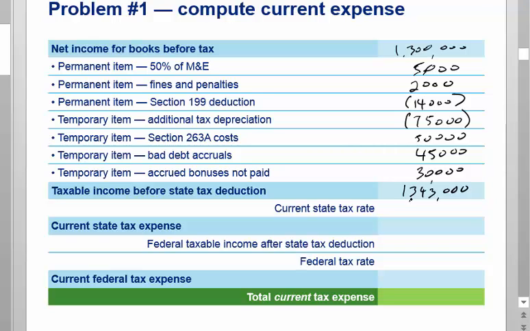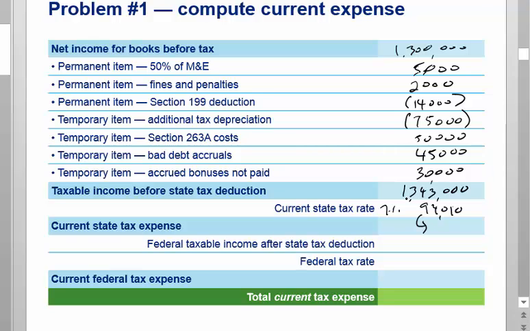Okay, we add up all those amounts, and Luis, the answer is? 1,343. Okay. And we're doing both Fed and state taxes. Why do we calculate state tax first, Hoy? State tax is deductible for federal. Okay, so 7% of 1,343, Luis, is? It's 7%, right? 94,010. Okay. So that number actually goes there, and this should be 7%.